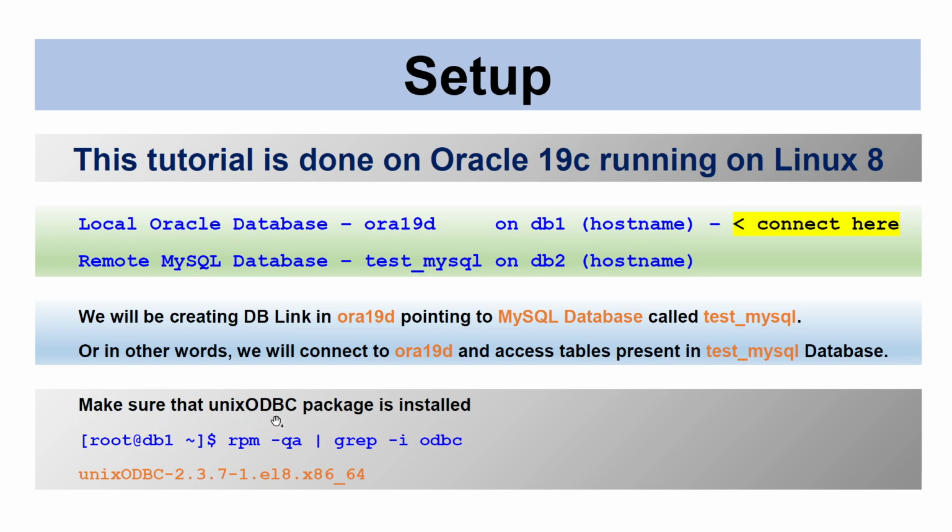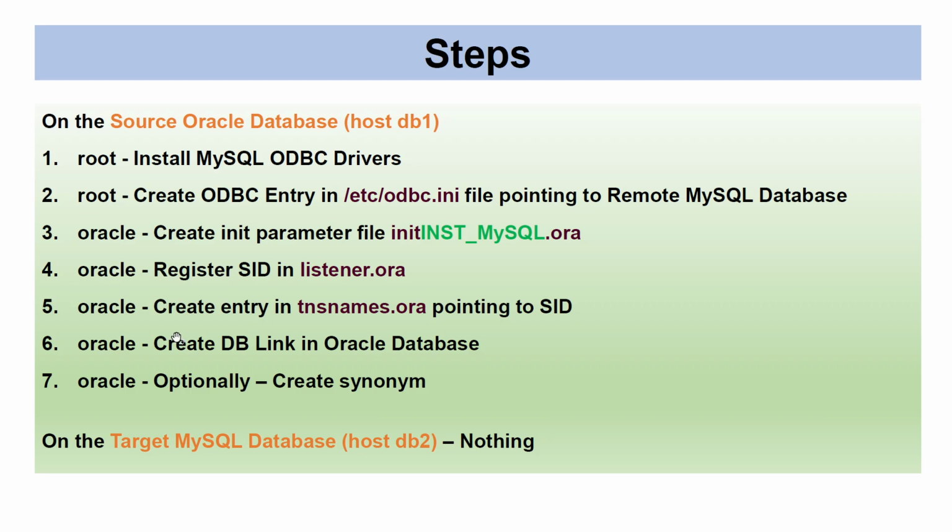Make sure that Unix ODBC package is installed. If that is not installed, go ahead and install it on the server where your Oracle database is running. Now, what are the steps? On the source Oracle database, wherever your Oracle database is running, which in our case is host DB1, we need to perform some steps as root and some as Oracle.